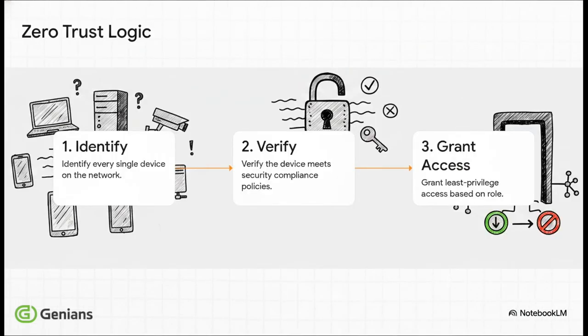And when you apply this logic to the network, it's really straightforward. Step 1, identify every device. That has to happen first. Only then can you move to step 2, which is verifying its compliance. And finally, step 3, you grant it only the access it absolutely needs. It all starts with identification.